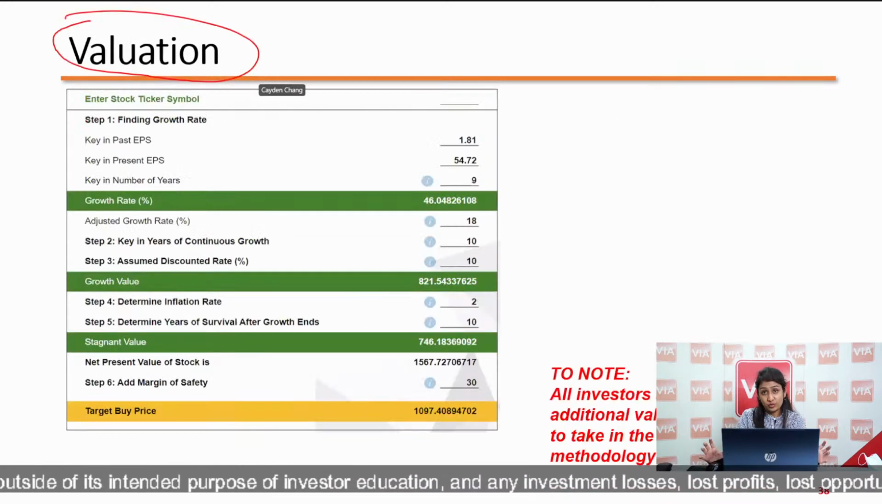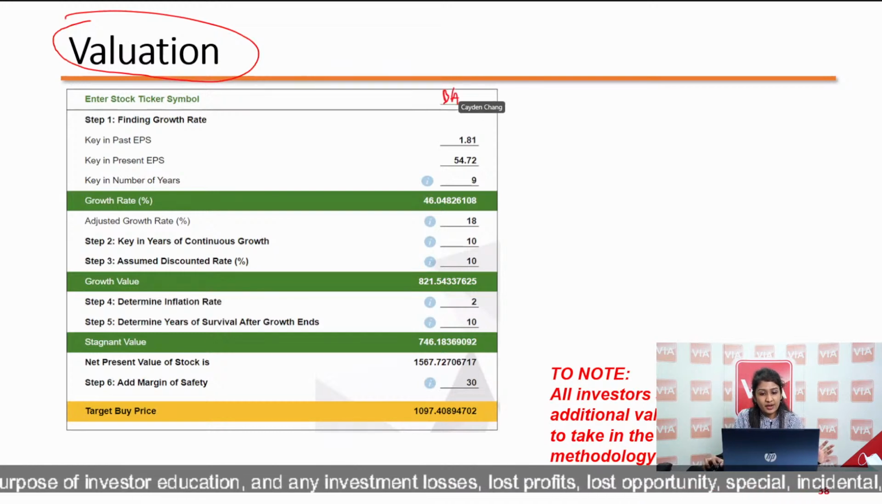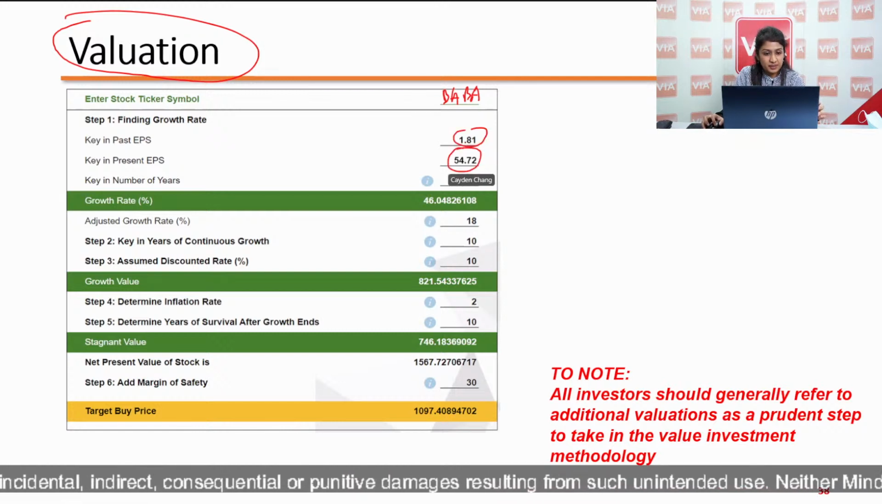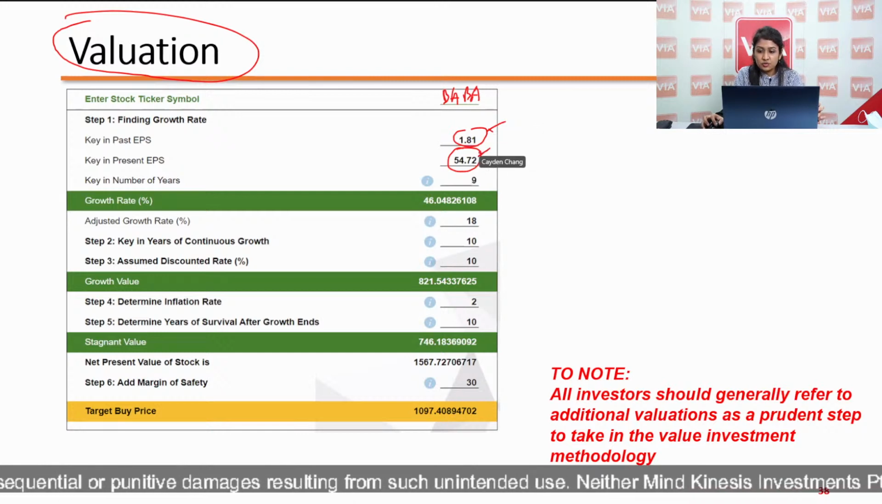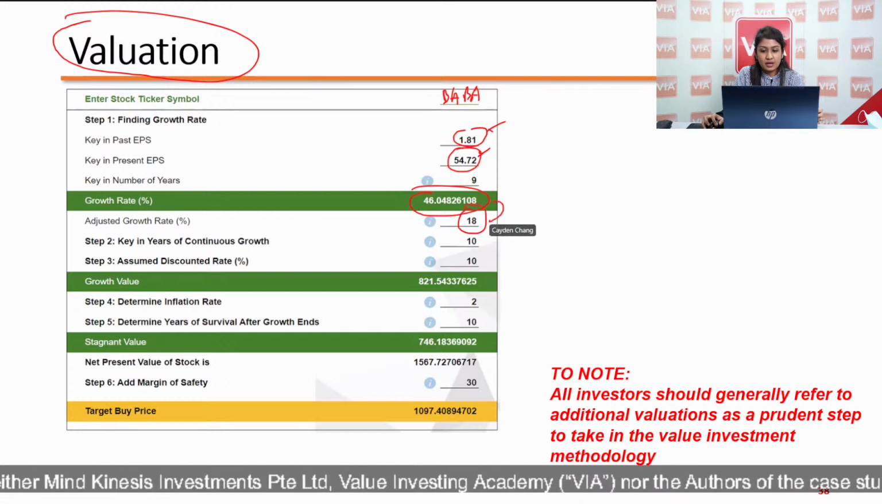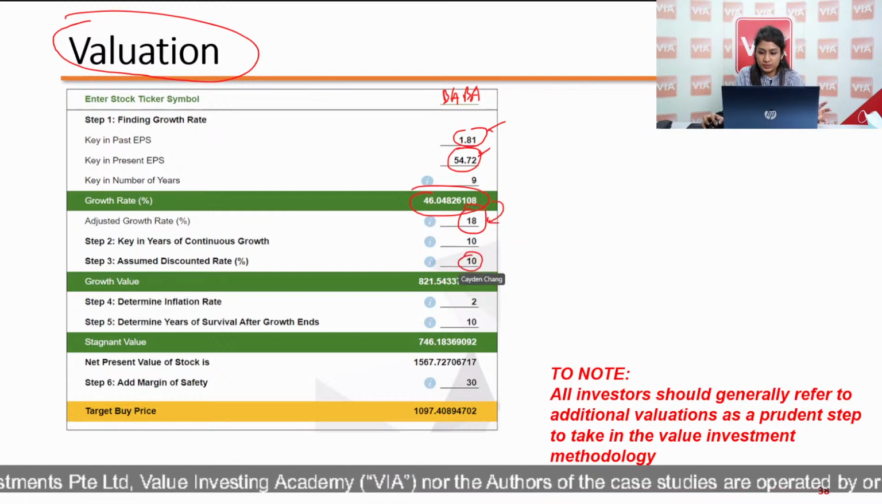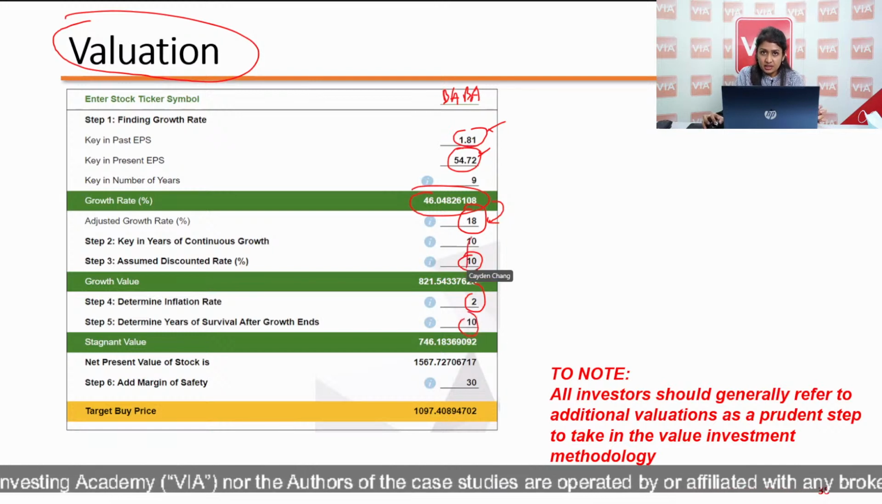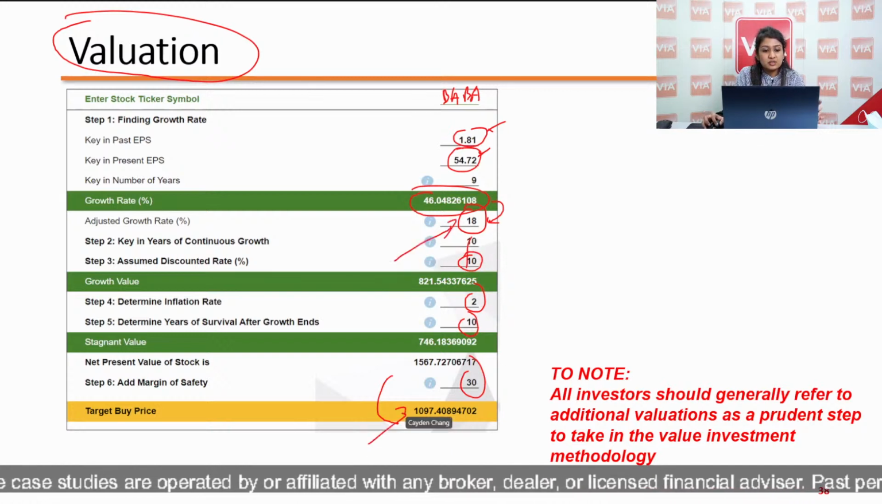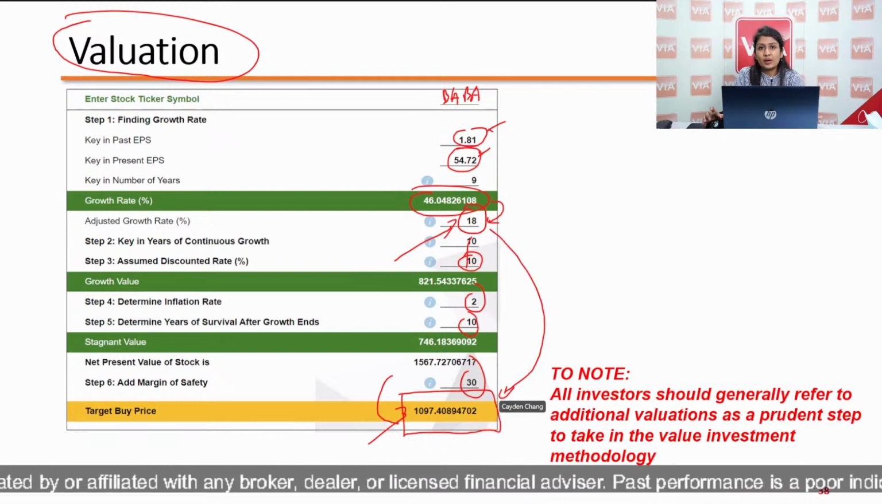Now, let's move on to the valuation. Most VIA graduates would be familiar with this model. Using the VIA target price calculator for Alibaba, we enter the past and present EPS here. And so, we can see that the company has grown by 46% in 10 years. Assuming that the company grows for 10 years at a discount rate of 10% and an inflation rate of 2%, with a 30% margin of safety, we get an adjusted growth rate of 18% for the target buy price to be 1097 CNY, which translates to $169.